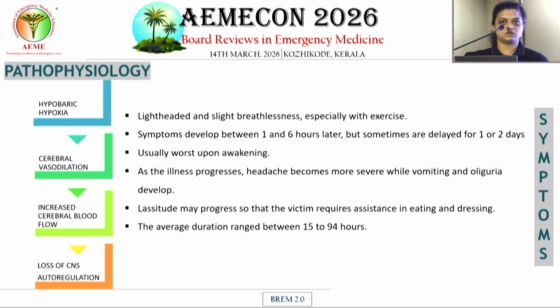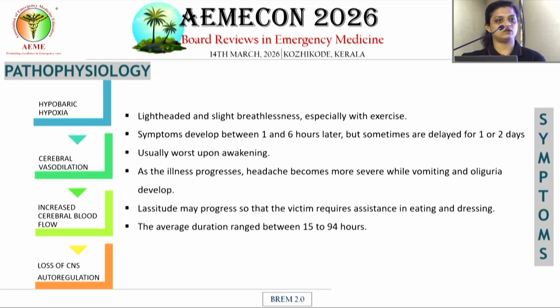So what is the pathophysiology? Again, at a high altitude, you will have hypobaric hypoxia. It will cause cerebral vasodilatation, so there will be increased cerebral blood flow and loss of CNS autoregulation. This is the proposed mechanism for acute mountain sickness. I'll discuss the symptoms in the next slide.